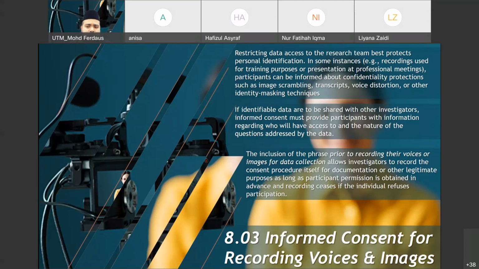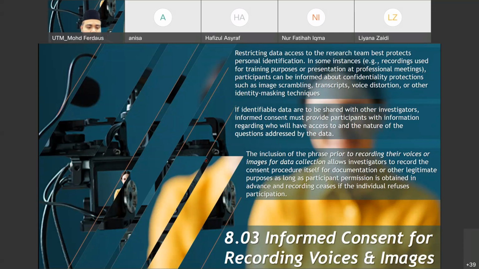The inclusion of the phrase "prior to recording their voices or image for data collection" allows us to record the consent procedure itself for documentation or other legitimate purposes, as long as participant permission is obtained in advance and recording ceases if the individual refuses to participate.